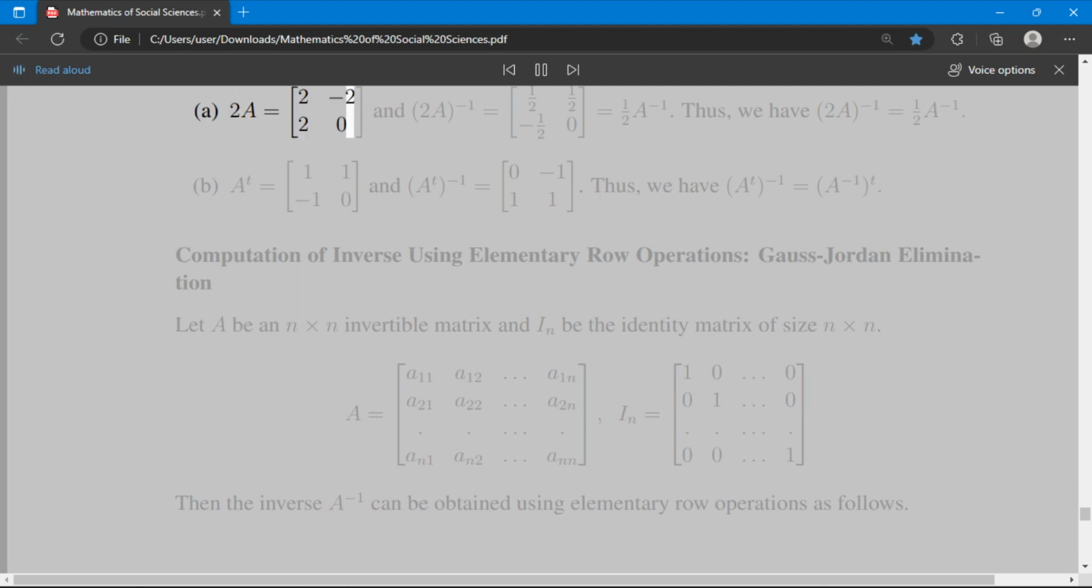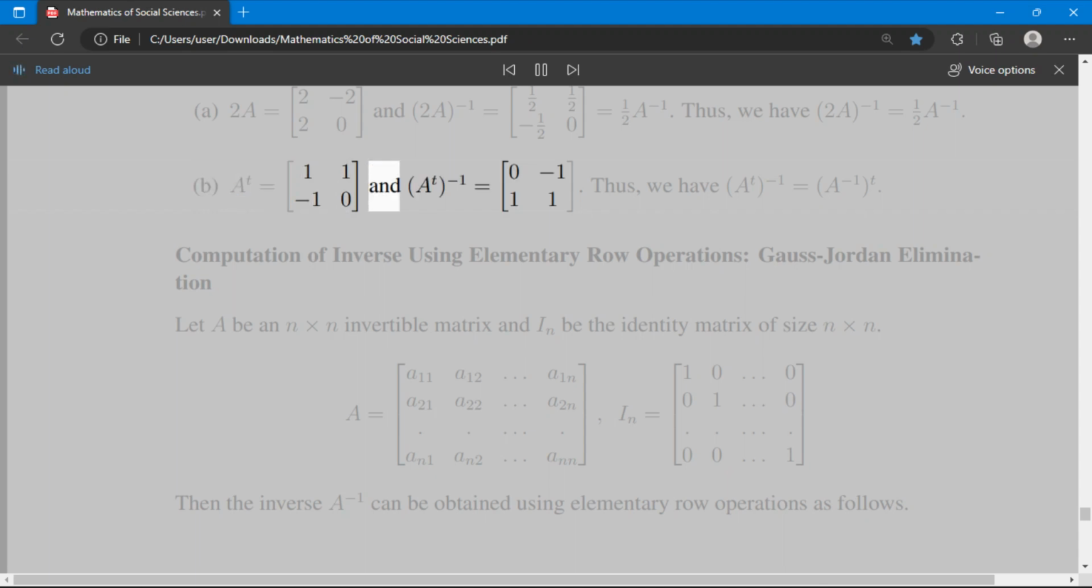Now, A, 2A equals 2 2 2 0 and 2A, 1 equals 1 2 1 2. 1 2 0 equals 1 2 A1. Thus, we have 2A, 1 equals 1 2 A1.